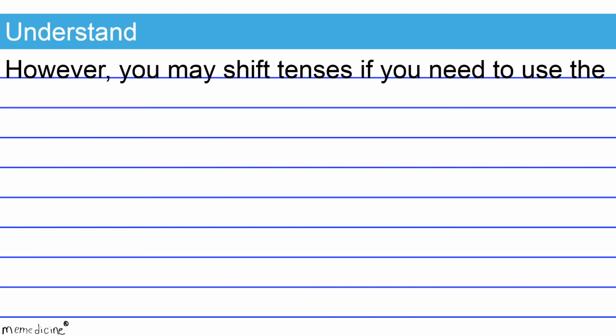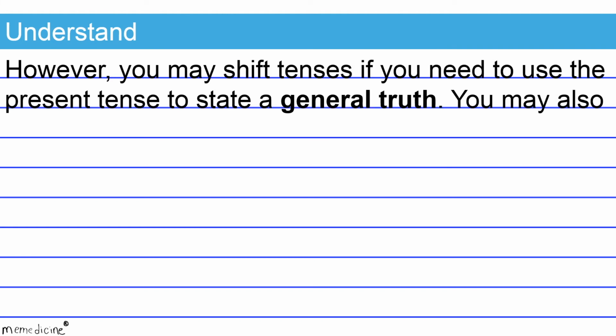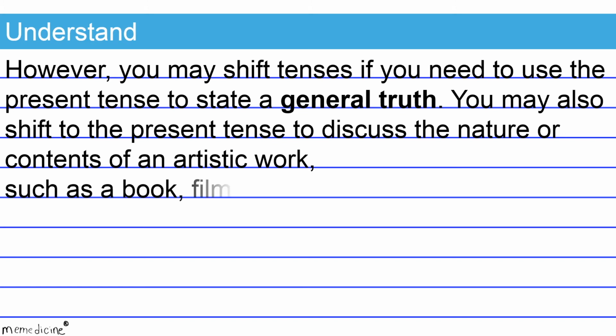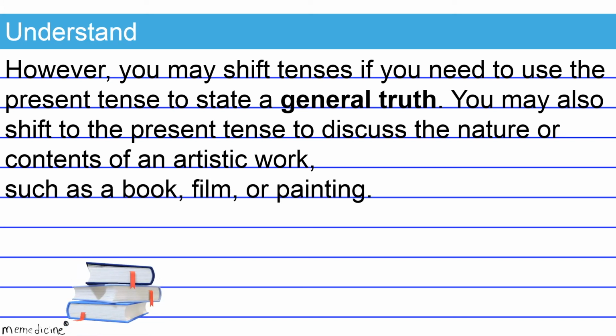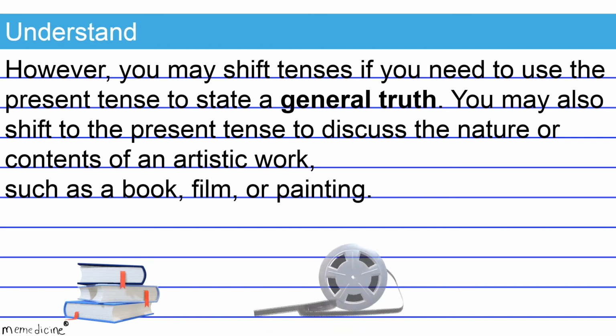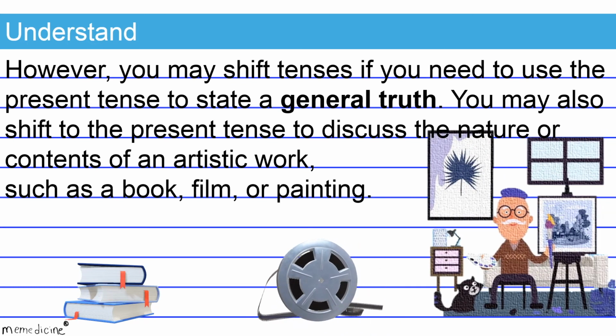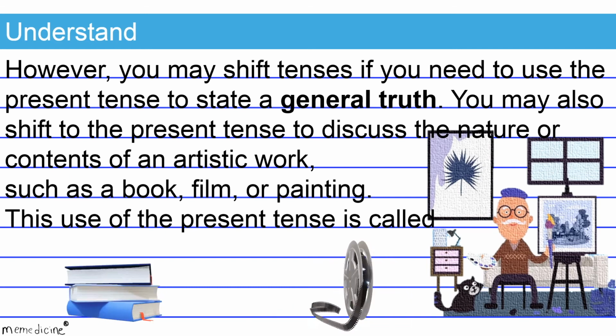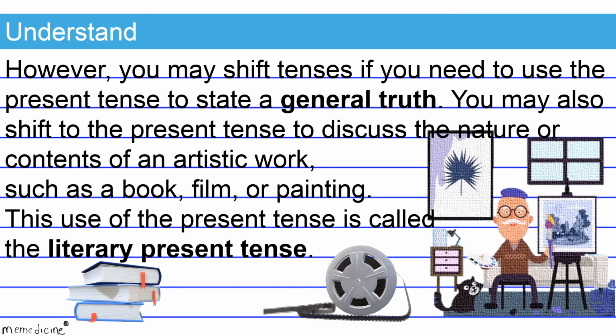However, you may shift tenses if you need to use the present tense to state a general truth. You may also shift to the present tense to discuss the nature or contents of an artistic work, such as a book, film, or painting. This use of the present tense is called the literary present tense.